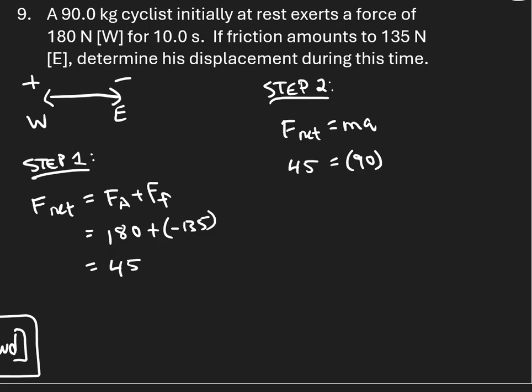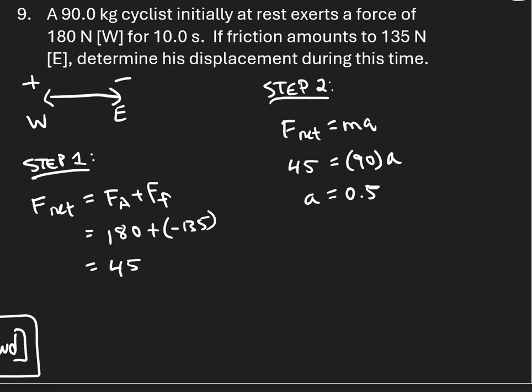And we got our acceleration left over. We don't know what it is. We're going to figure that out. Divide both sides by 90. We end up with an acceleration of half, 0.5 meters per second squared. It's a positive number, which means the acceleration is towards the west. Makes sense, because our applied force is bigger than our frictional force.